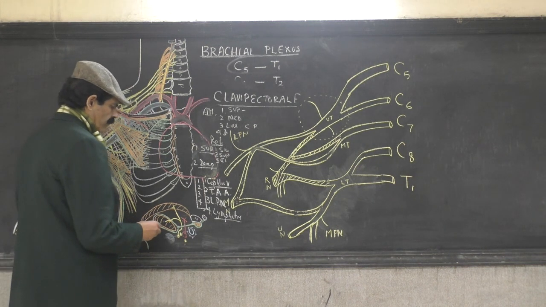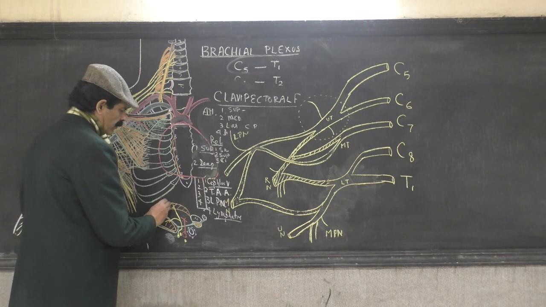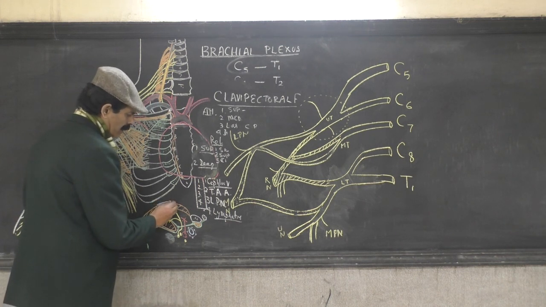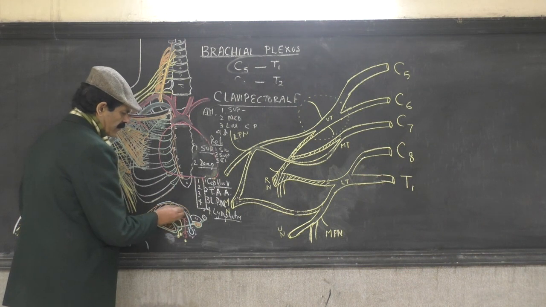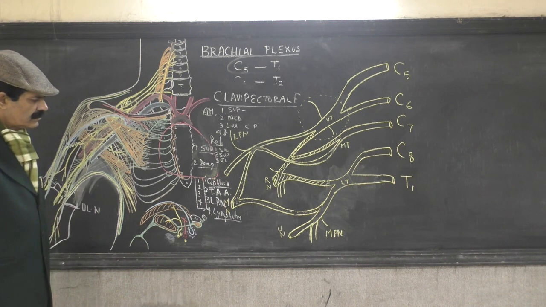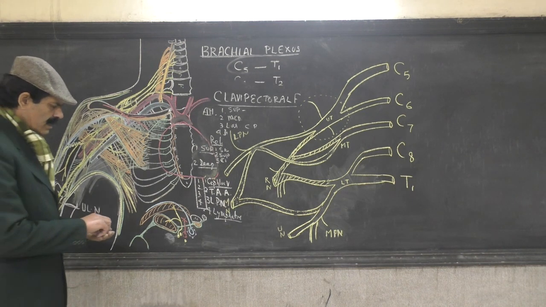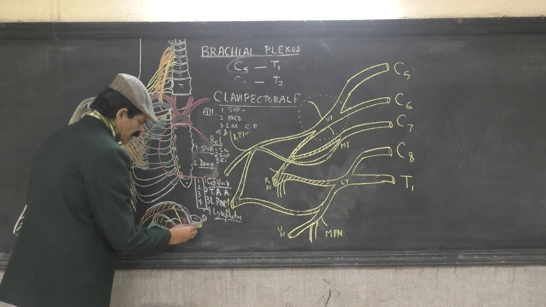Then we show the cephalic vein lying in this deltopectoral groove, and from here this cephalic vein is now piercing the clavipectoral fascia and opens into the axillary vein. So this is the cephalic vein we show. And the fourth thing is that there lie the lymph nodes along the cephalic vein, so they pierce the clavipectoral fascia and the lymphatics open into the apical group of lymph nodes like this.